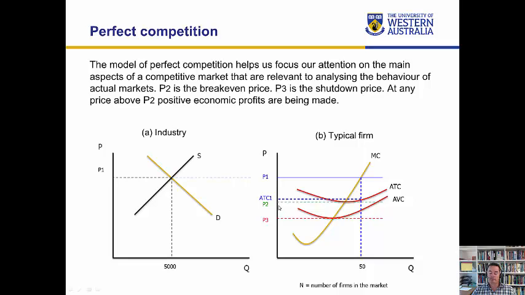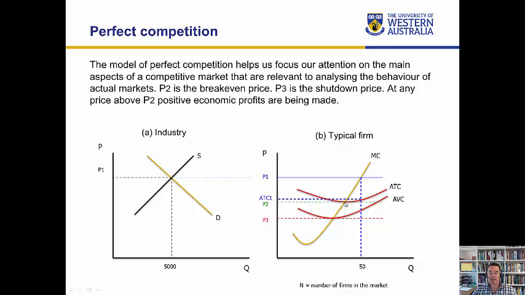A couple of other key prices to note before we go on. The price P2 is the break-even price. Now if the price falls from P1 to P2, the firm is going to move down its marginal cost curve and reduce production to the point where P2 intersects marginal cost. That is break-even. At that point, the firm is earning enough revenue to cover its fixed costs, its variable costs and its opportunity costs.